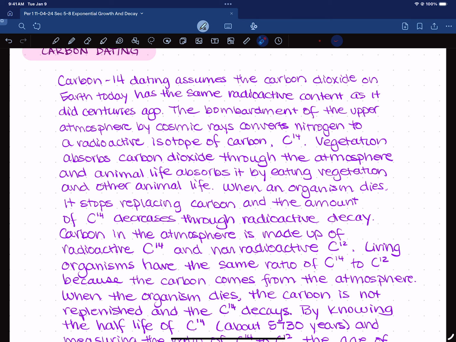And my understanding is that we can use this to date non-biological objects as well, because there's living stuff on things. We can still look at the ratio of C14 in it.